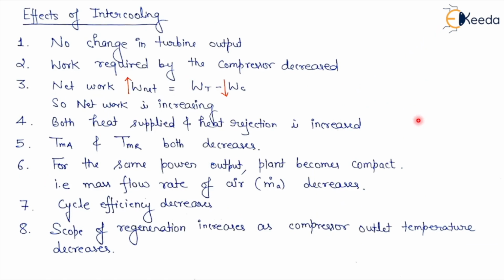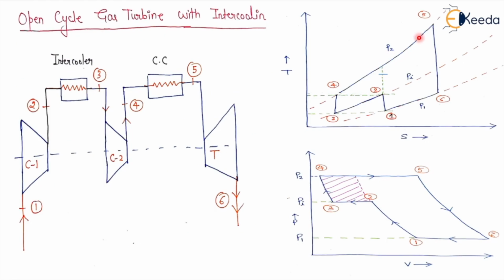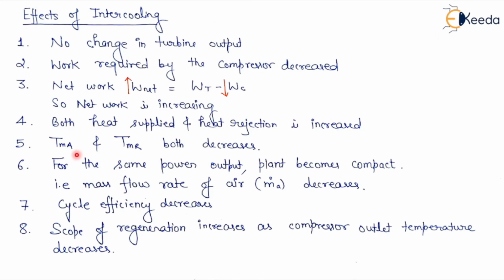Okay. Now, what about the mean temperature of heat addition and mean temperature of heat rejection? You see in this diagram, if this one was the process, then the mean temperature of heat addition may be up at this point. But now this is the process for the intercooler, and this one is the heat addition process. So the mean temperature will be somewhere here. You see here, the mean temperature of heat addition has been reduced. In the same way, in this case also, the mean temperature of heat rejection has been reduced. So the mean temperature of heat addition and the mean temperature of heat rejection both decrease.